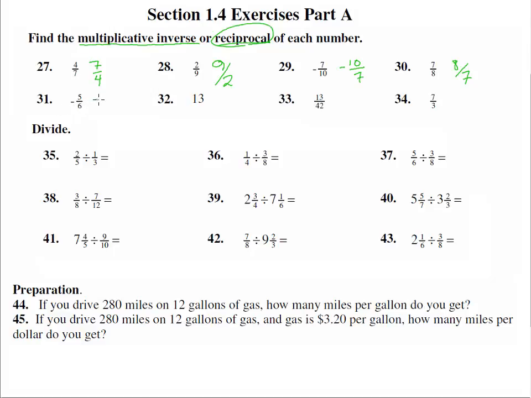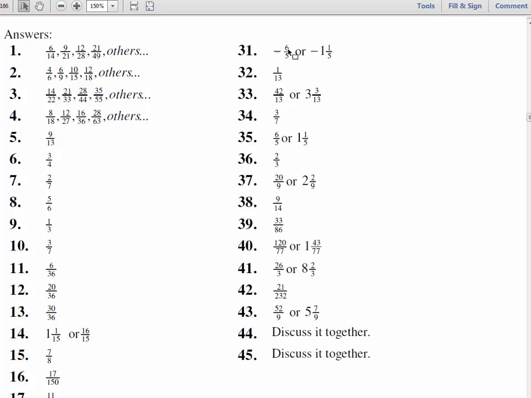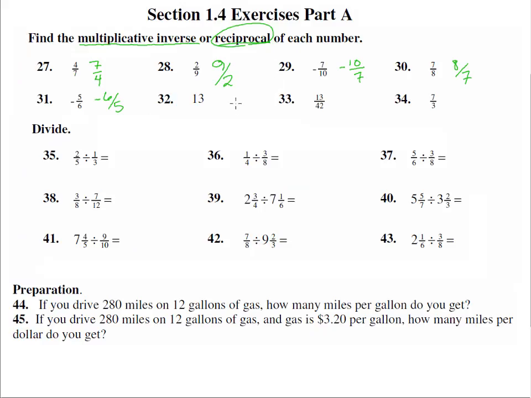Number 31, -5/6. We flip that over and we get -6/5, or -1 1/5. And let's check our answer. And there we have it. Number 32, 13. Ooh, this is a little tougher one. 13, how do you flip that? Well, this is the same thing as 13 over 1.